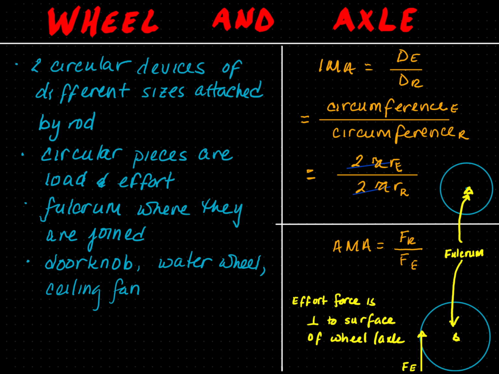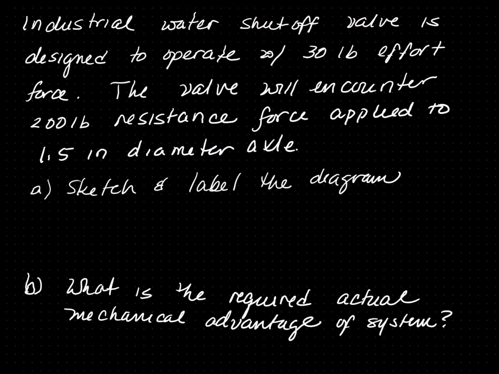You could use the radius of the resistance and the radius of the effort, or you could use the diameter. Either will suffice. AMA is equal to the force of the resistance divided by the force of the effort. The force we are measuring here must be perpendicular to the wheel's surface. This is an example in the picture. The force perpendicular to it is the effort force, but it could also be the resistance force. Pause the video and try this problem on your own and then check your answer.